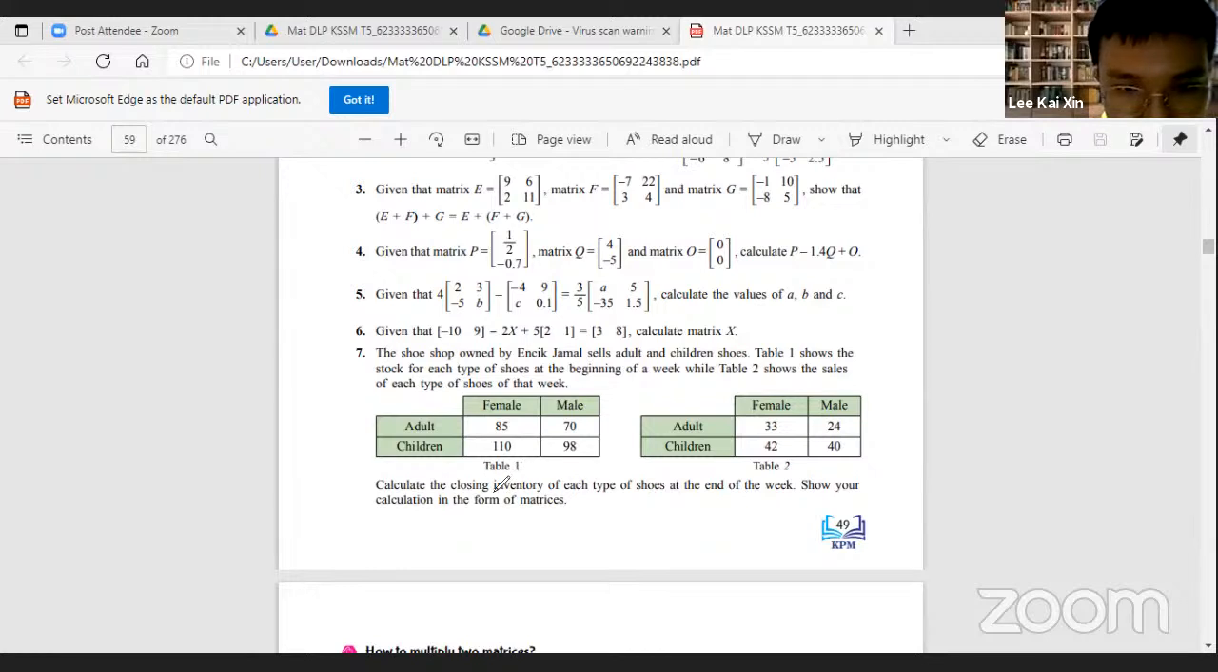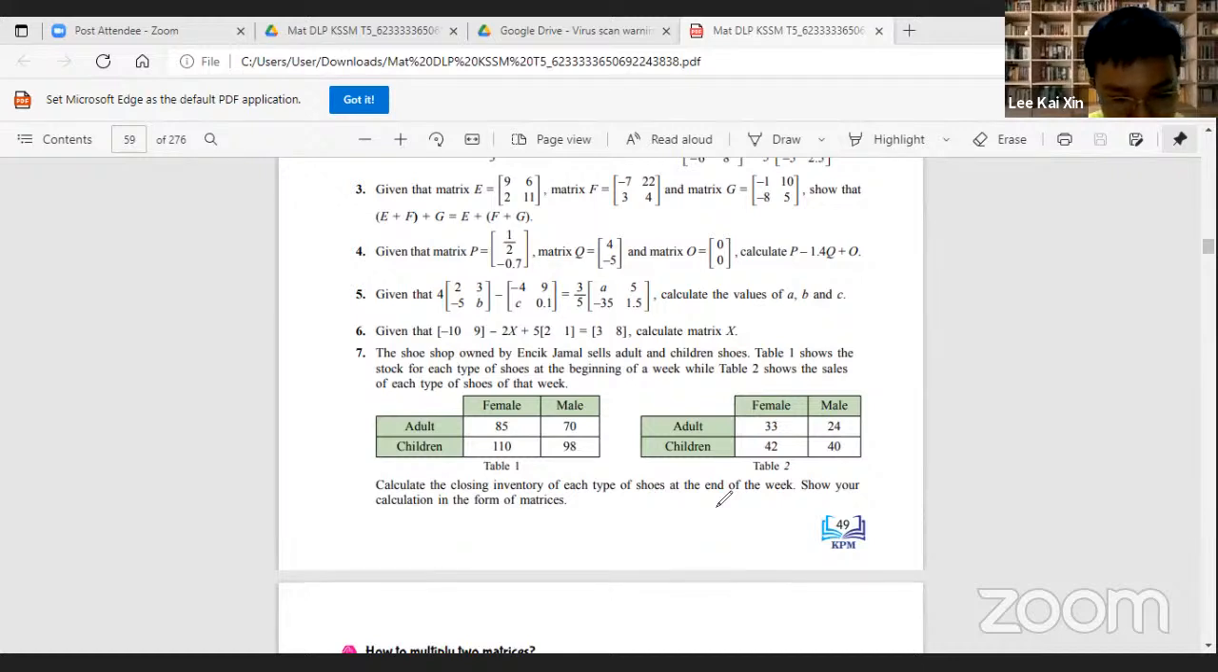Calculate the closing inventory of each type of shoes at the end of the week. Show the calculation in the form of a matrix. So what is closing inventory? Okay, they ask us to calculate the closing inventory, right? So first we must understand what is closing inventory.